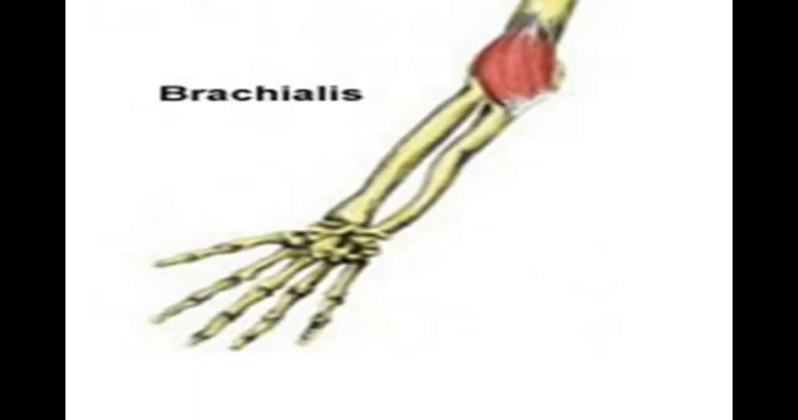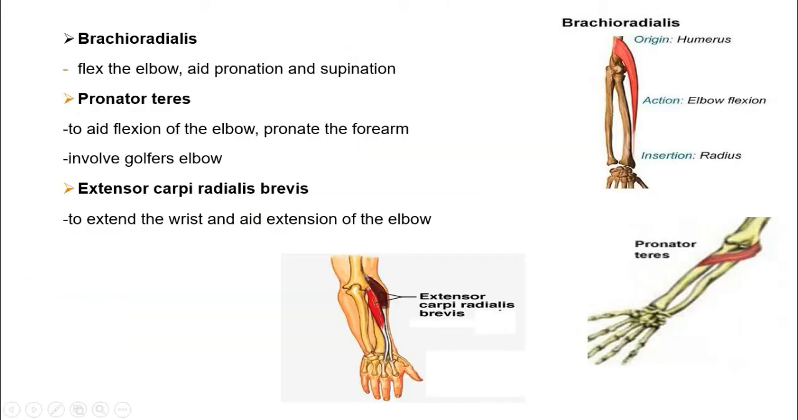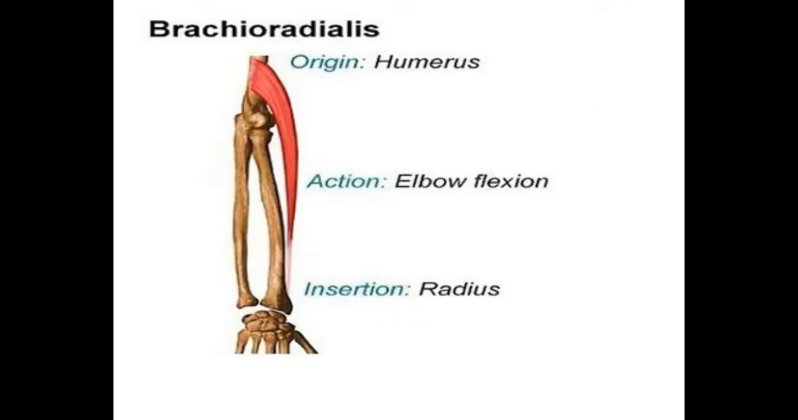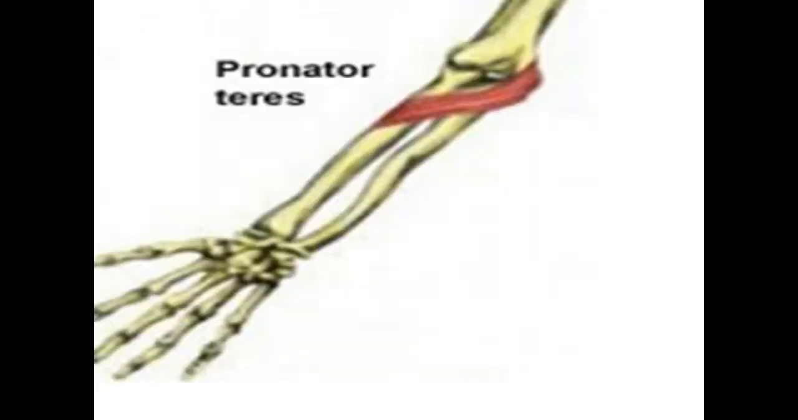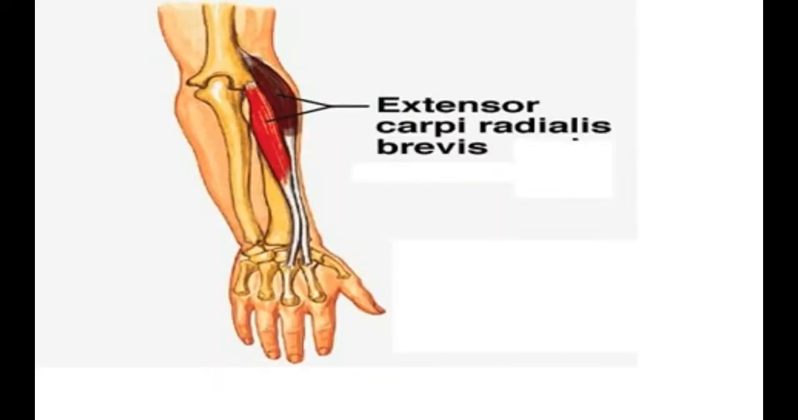Brachialis is the strongest elbow flexor when the palm is pronated. Then we have the brachioradialis. It flexes the elbow and aids pronation and supination. Then we have the pronator teres. It aids flexion of the elbow and pronates the forearm. Last but not least, we have the extensor carpi radialis brevis. It extends the wrist and aids extension of the elbow.